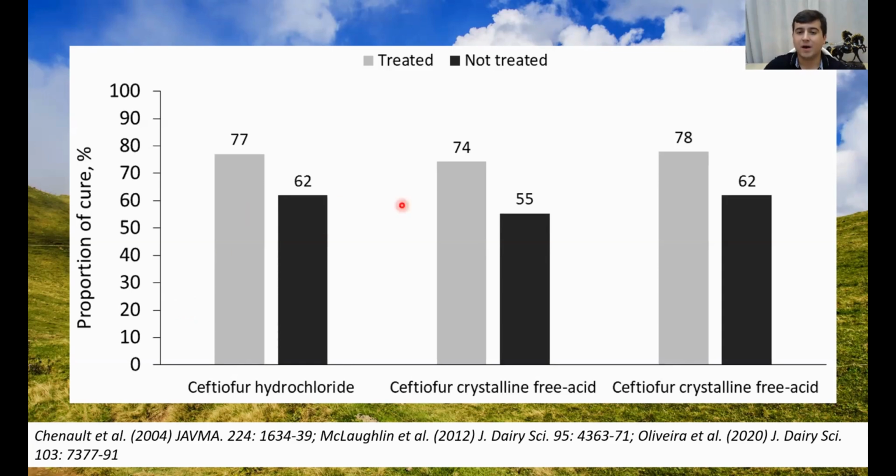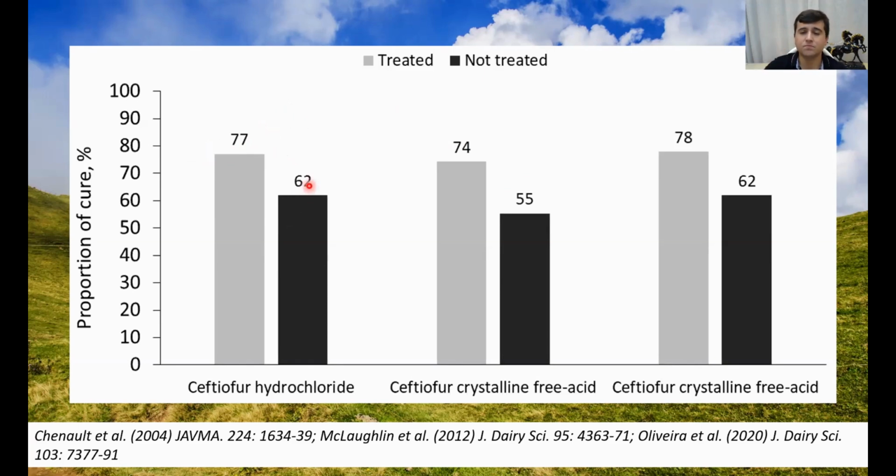All the gray bars represent animals with metritis that were cured, and all the black bars represent the group of animals with metritis that were not cured. We see that if we apply any treatment, we bump up the proportion of animals that achieve clinical cure. So we get some points from this.